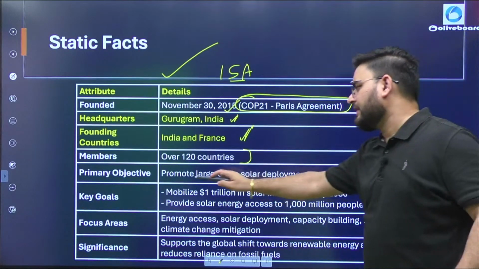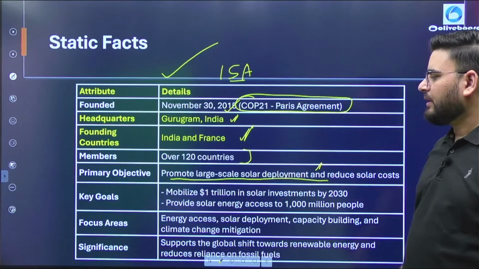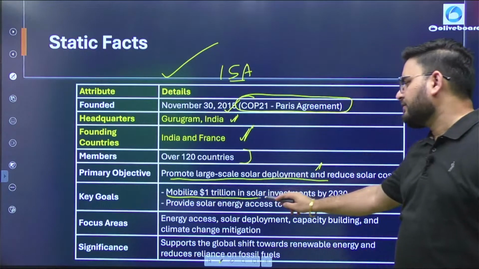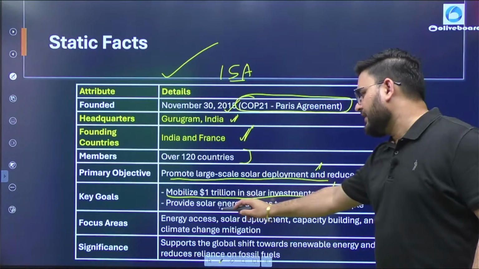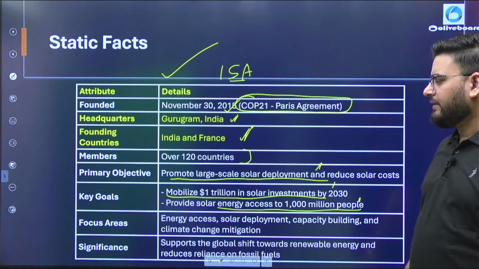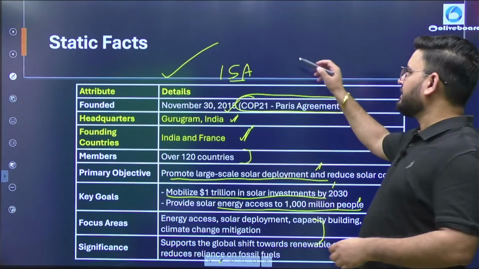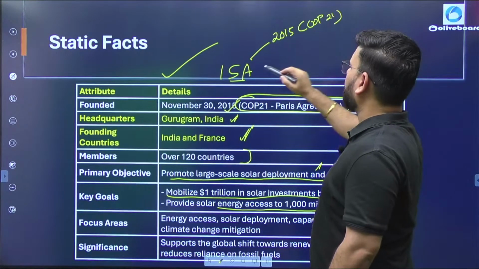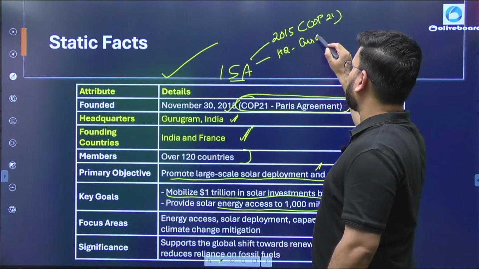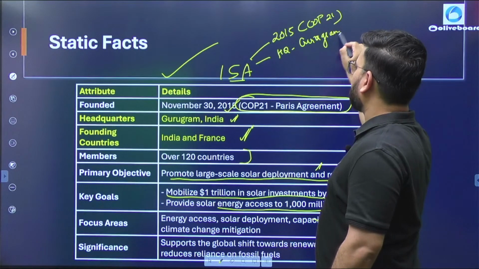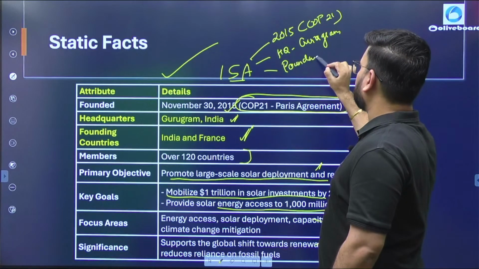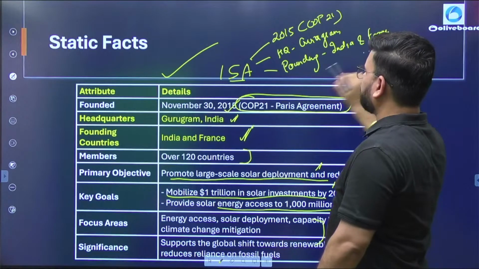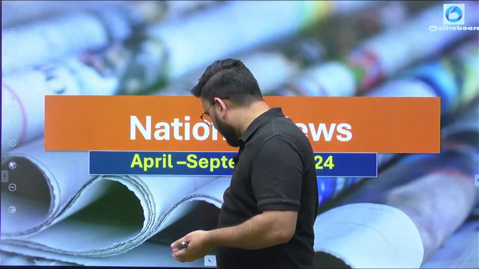The primary objective of this group is to promote large-scale solar deployment. There are different kinds of targets here. One of the targets is to mobilize 1 trillion investment in solar and provide energy access to 1,000 million people, right? These are the focus areas. Basically, if you see ISA, this is how you have to make notes: 2050, headquarters Gurgaon or Gurugram, founding members India and France. Now moving on to the next one.